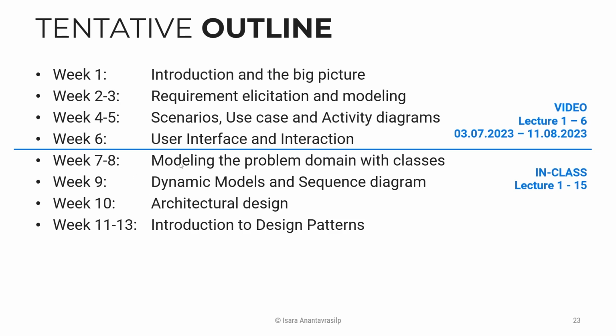Weeks 7 and 8, we're going to start modeling with classes, and then in week 9, we're going to do the dynamic model and sequence diagram. I'm not sure we can do that in 1 week or not. Maybe we're going to expand to week 10. Anyway, the next section is architectural design, followed by design patterns. And after this, we are going to focus on your lab sessions.